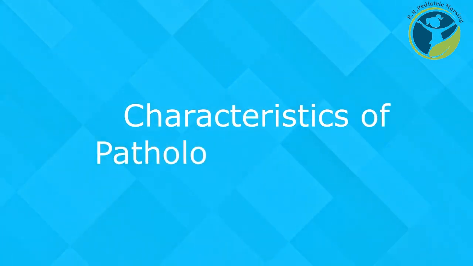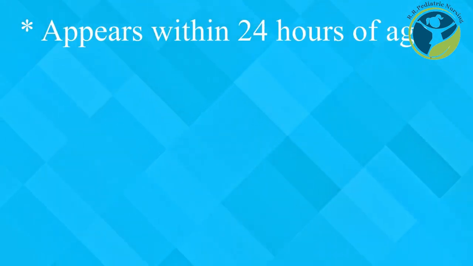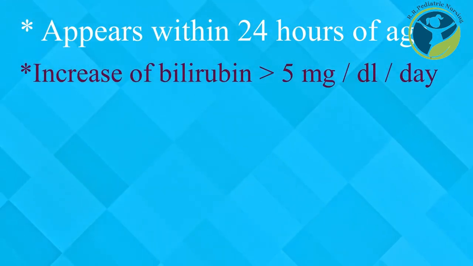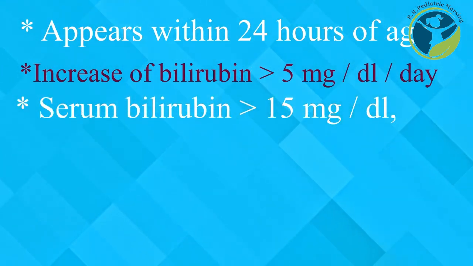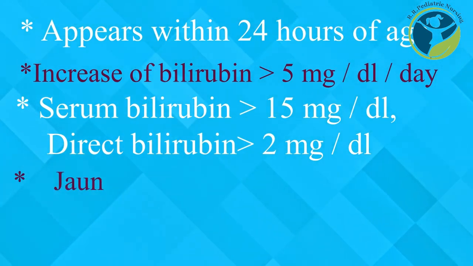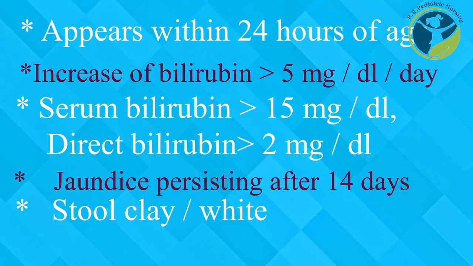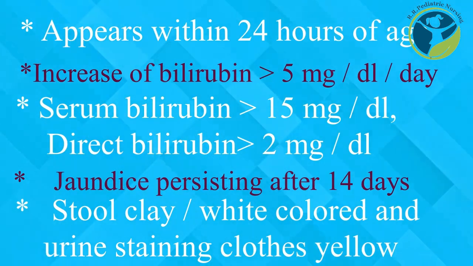Pathological jaundice. Characteristics of pathological jaundice. Appears within 24 hours of age. Increase of bilirubin greater than 5 mg per dl per day. Serum bilirubin greater than 15 mg per dl. Direct bilirubin greater than 2 mg per dl. Jaundice persisting after 14 days. Stool clay, white-colored and urine staining clothes yellow.